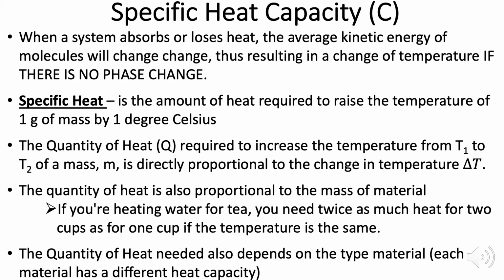The quantity of heat is also proportional to the mass of the material. If you're heating up water for tea, you need twice as much heat for 2 cups of tea as for 1 cup if the temperature is the same. The quantity of heat needed also depends on the material. So all this says is that the specific heat depends on the mass, the material, and the change in temperature.